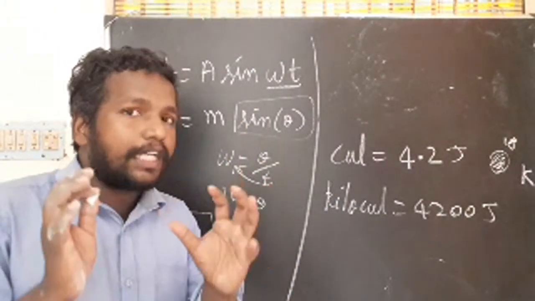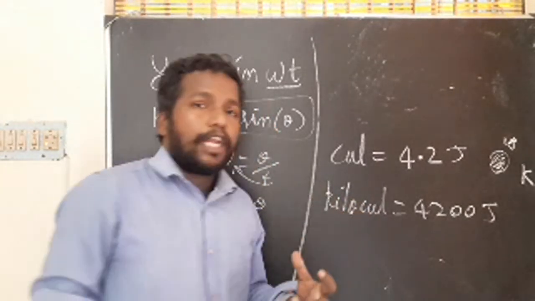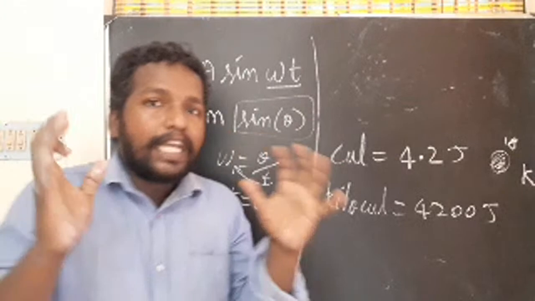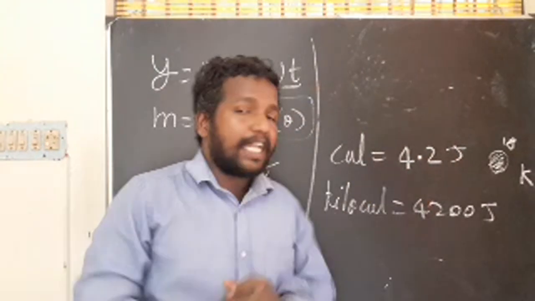That is water. Why are we taking water as a reference? Because it's available everywhere. Kilocalorie: 1000 grams is going to be 1 kg of water. How much heat energy is required to raise it by 1 degree Celsius? That we can take as a kilocalorie.